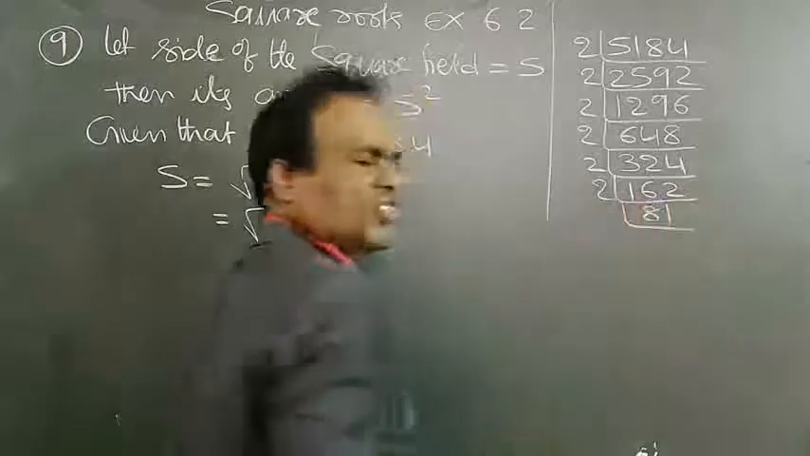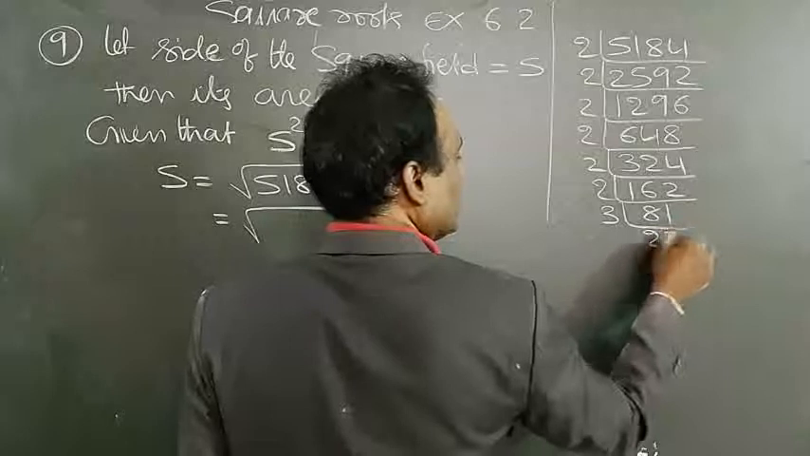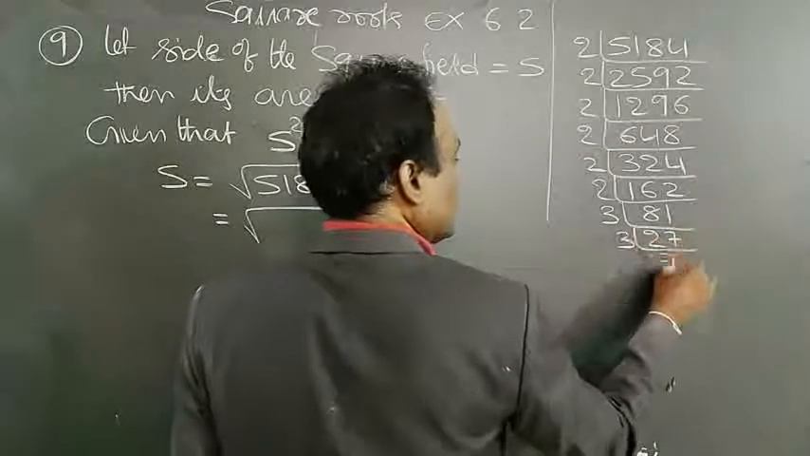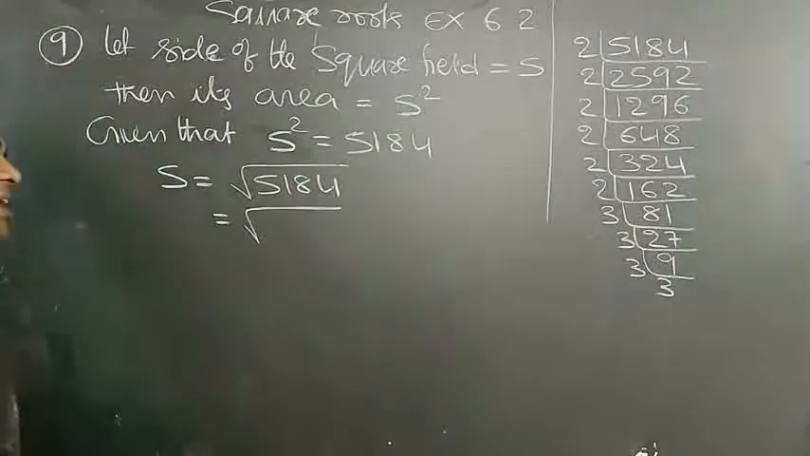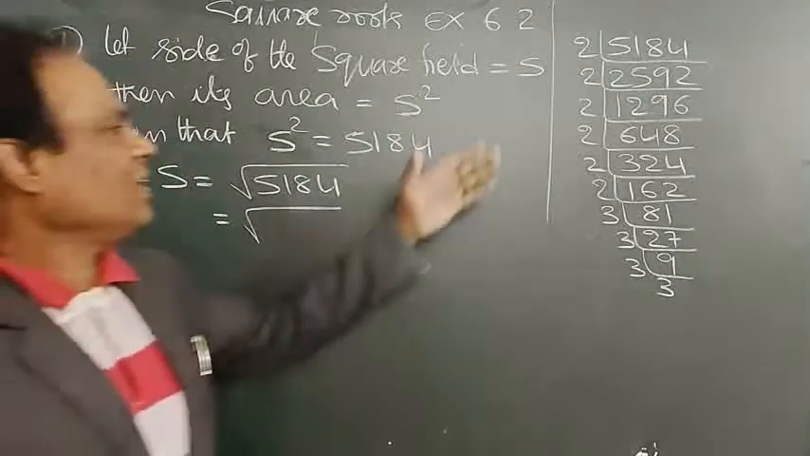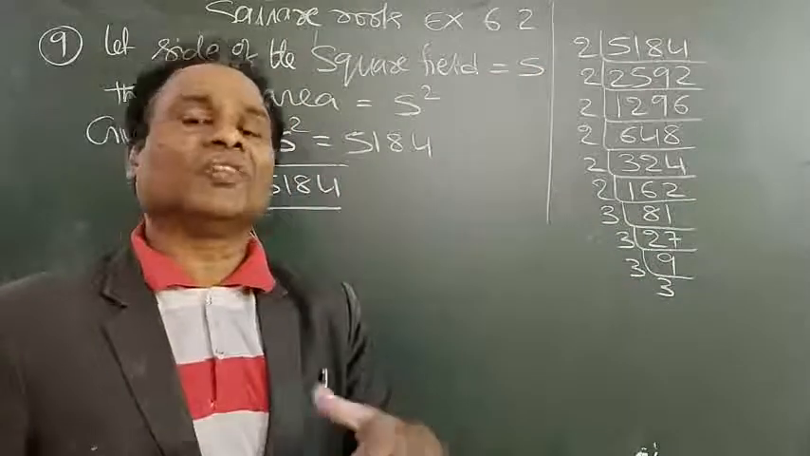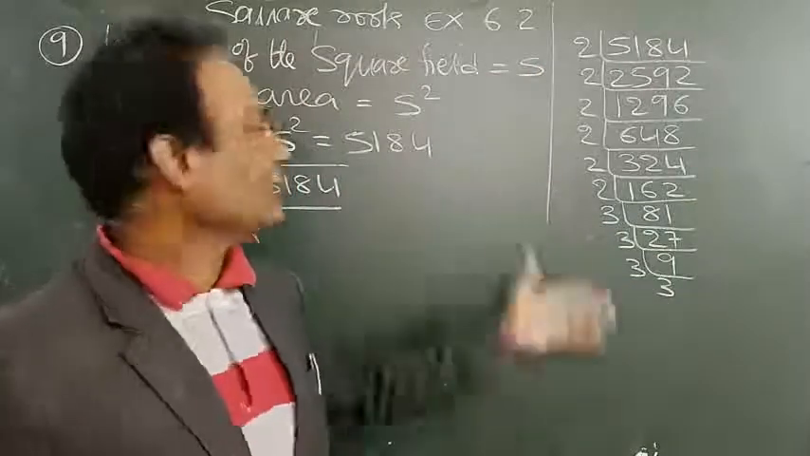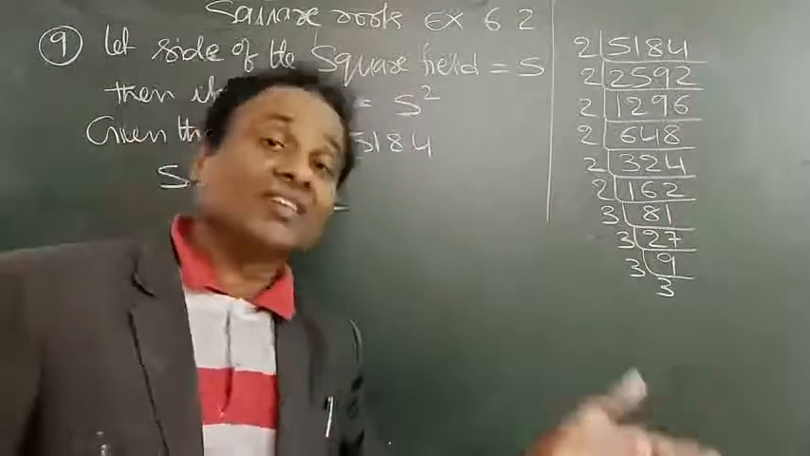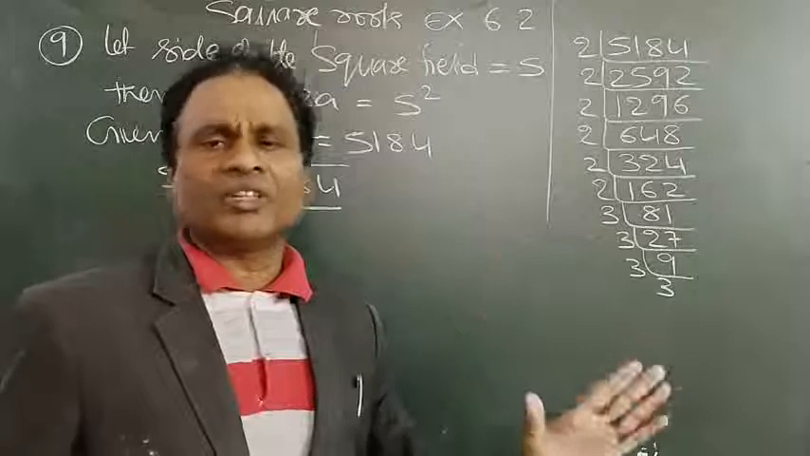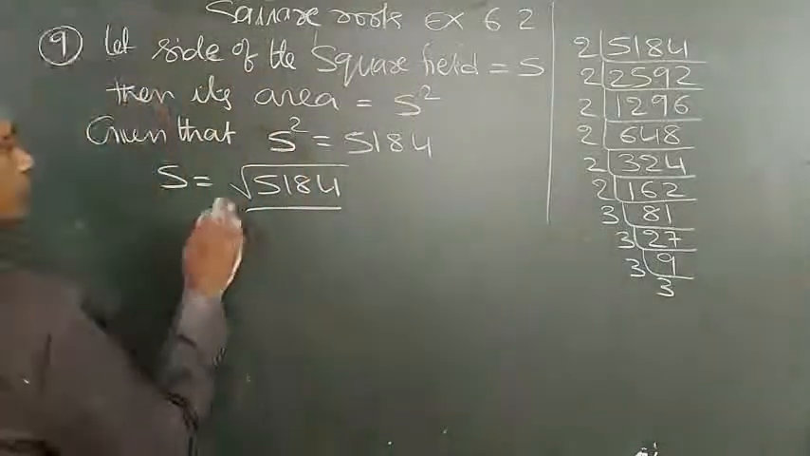81. Now not with 2. Next try with 3. 3 2s are 6, 3 7s are 21. Try with 3. 3 9s are... 3 3s are... Plenty low. So many factors. But of course, you don't apply this method because in the third exercise we are going to study the direct method. This is the factorizing method, the prime factors method. In the third exercise, the direct method, the division method, that will be easy.